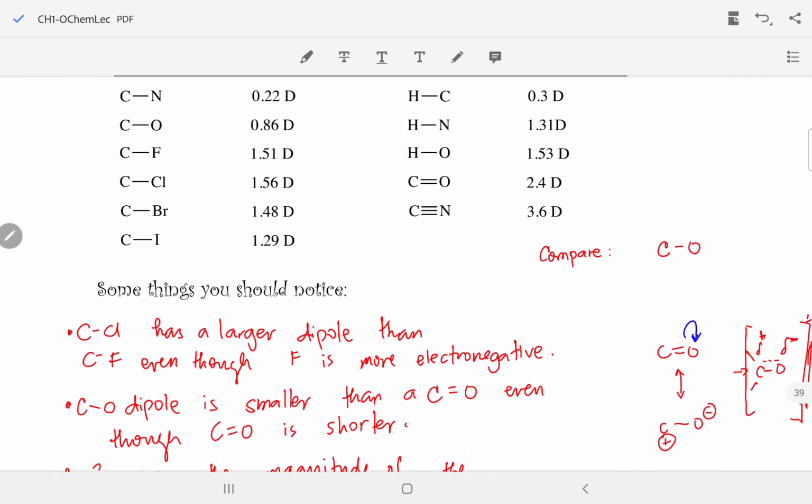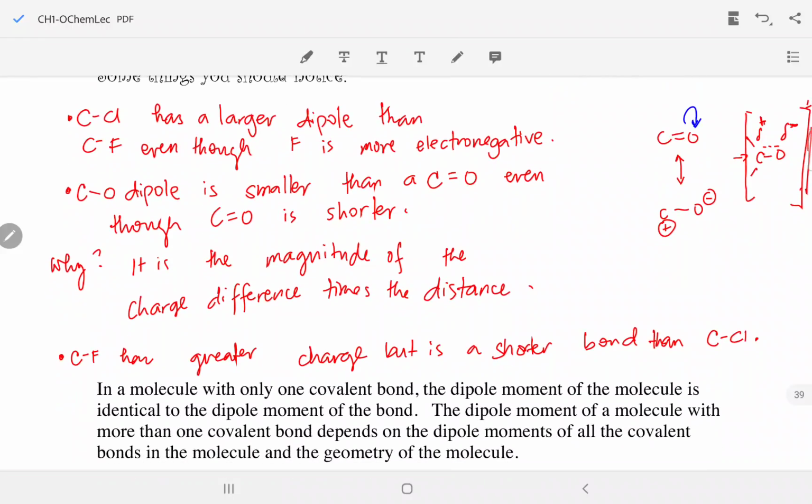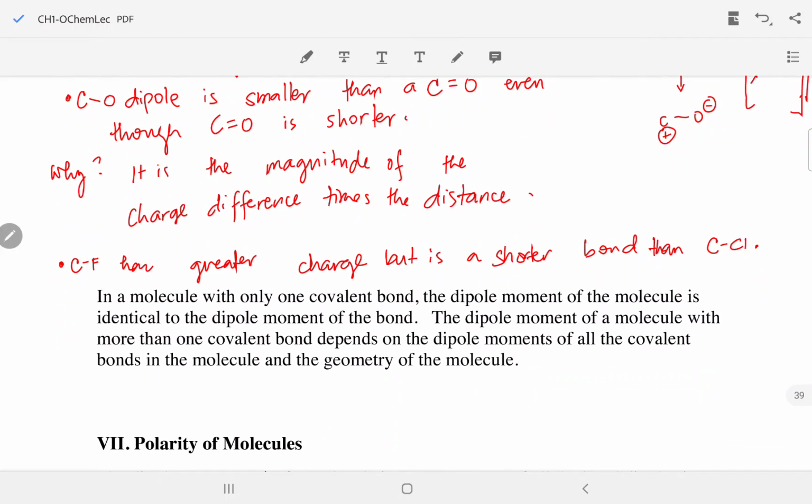So CCl versus CF: CCl has a larger dipole than CF, even though F is more electronegative. Okay, the more electronegative you are, the more you become a dipole wherein there's an imbalance of charge. Okay? And the C-O single bond dipole is smaller than the C double bond O, even though C double bond O is shorter. Okay, why? Because it is the magnitude of the charge difference times the distance. That is the formula, but don't bother about it. So CF has greater charge but is a shorter bond than CCl.